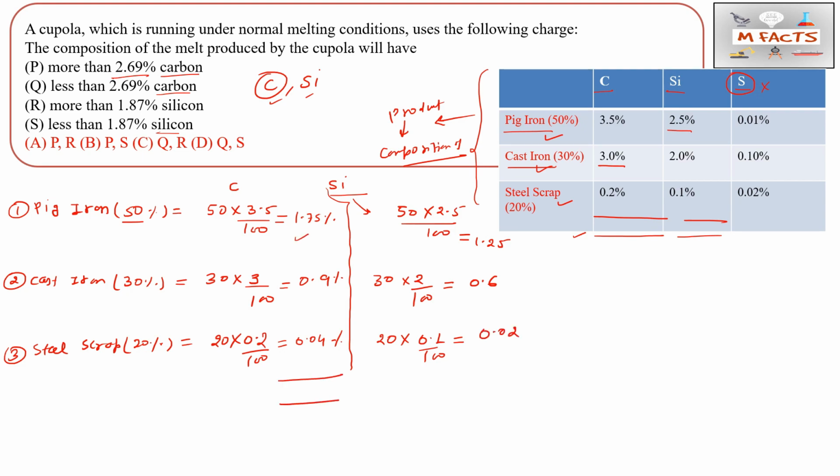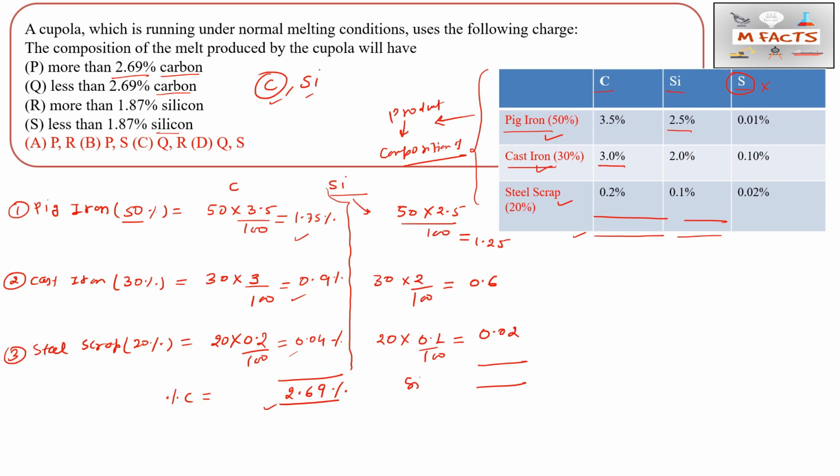So 1.75, 0.9, 0.04. That will be the overall carbon percentage in the charge material which we are giving to the cupola furnace. So that will be 2.69 percent. This is the value of carbon percentage.